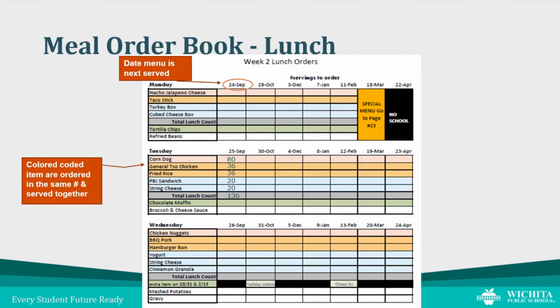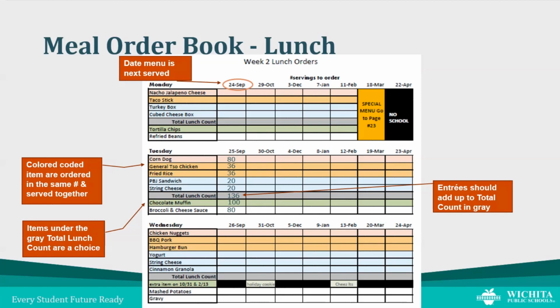As you can see here, they did 36. The PB&J sandwich and string cheese are both blue, and so those order numbers need to be the same, 20 and 20. The total lunch count is adding 80, 36, and 20 together to get 136. Items under the gray total lunch count are the choice items.